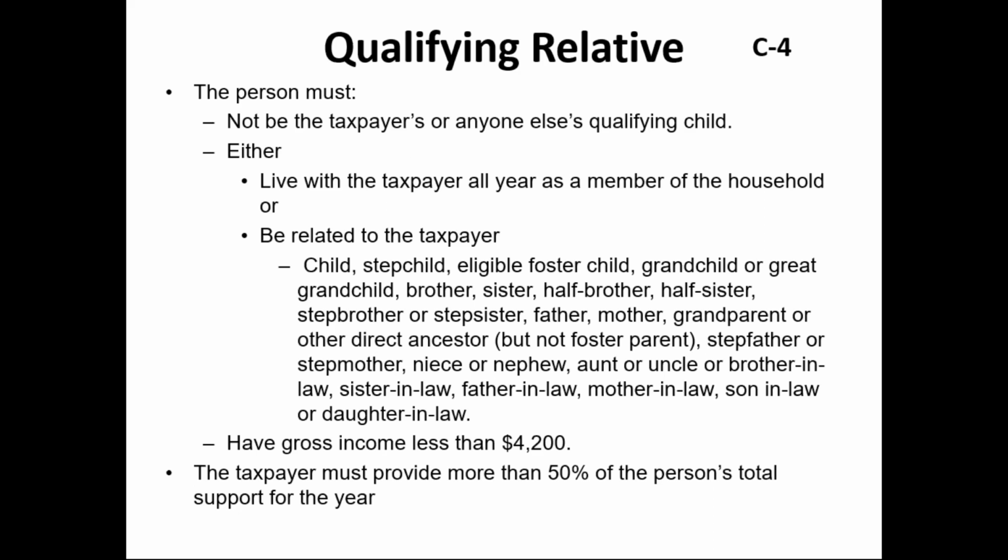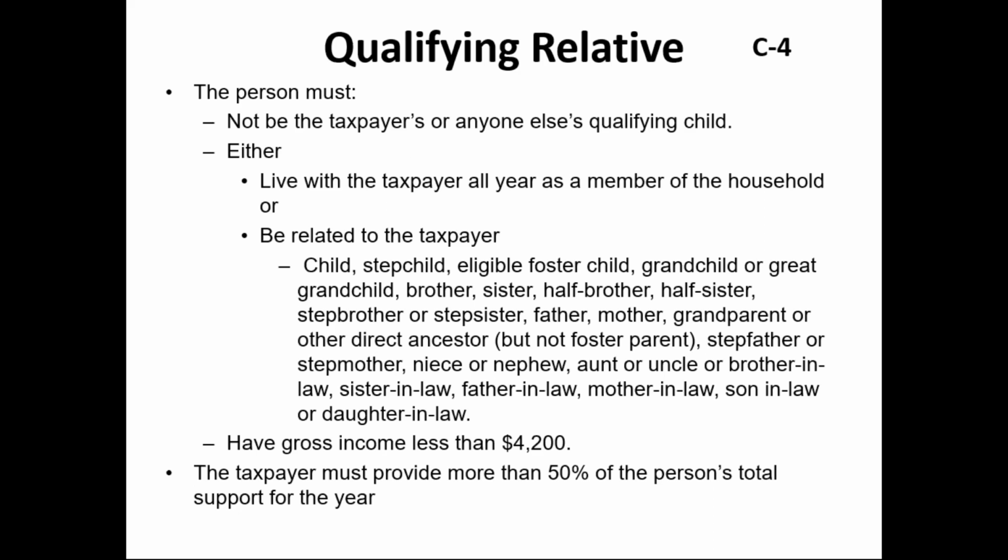Now, one of the unique parts, and I changed this around a little bit just to show the unique aspects of the IRS. So qualifying relative. The first definition that we're going to talk about is someone who's not even related to you. If we take a look at the points here, the first one is that they're not a taxpayer's or anyone else's qualifying child. The next piece is that they live with the taxpayer all year long as a member of their household. Well, that could be anybody. That could be your neighbor coming in. That could be a friend of yours living on your couch for the entire year. They don't even have to be related to you, but they meet the definition of a qualifying relative.